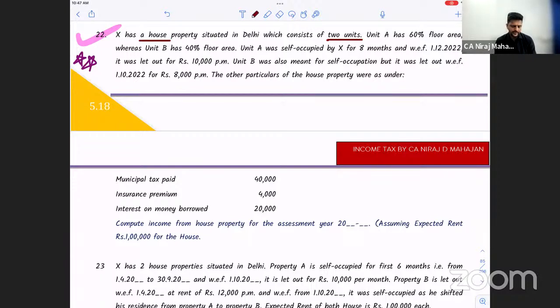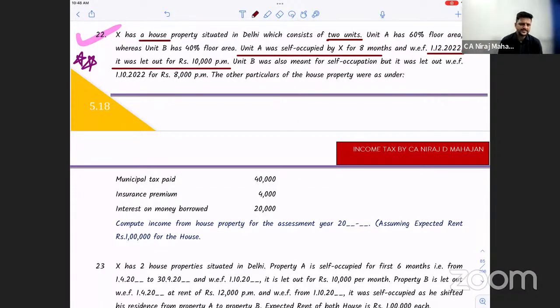3:2, no? Unit A was SOP by owner for 8 months. Correct? And with effect from 1/12/22, it was let out for 10,000 rupees per month. Current year only. 1/12/22, you're right. Check out unit A. First of all, unit A: 8 months it was SOP and 4 months it is let out. Clear here? Unit B was also meant for SOP, but it was let out with effect from 1/10/22, from October. 6 months. That is 8,000 rupees per month.